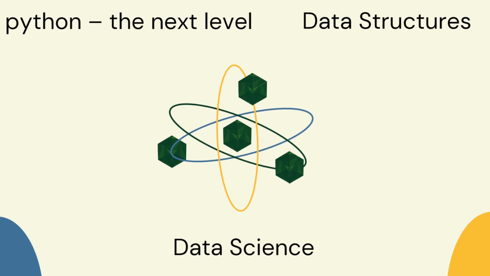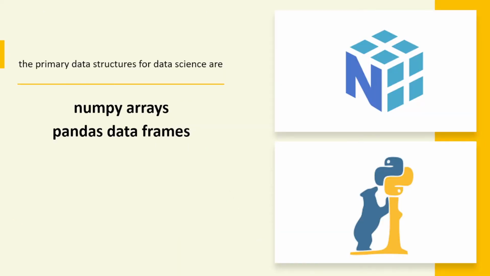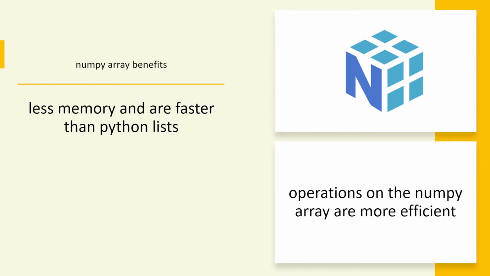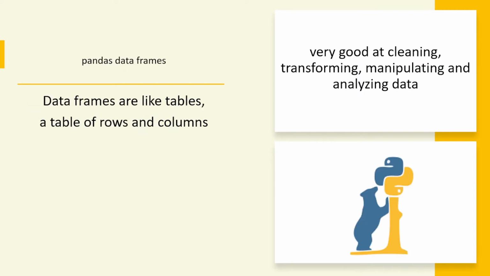Are you interested in data science? The primary data structures in data science are the numpy array and pandas data frames. So in this video, we've got an introduction to the numpy arrays and the pandas series and data frames. Now, numpy arrays use less memory and are faster than Python lists, so we can perform operations on the numpy array more efficiently. Pandas data frames are like tables with rows and columns.